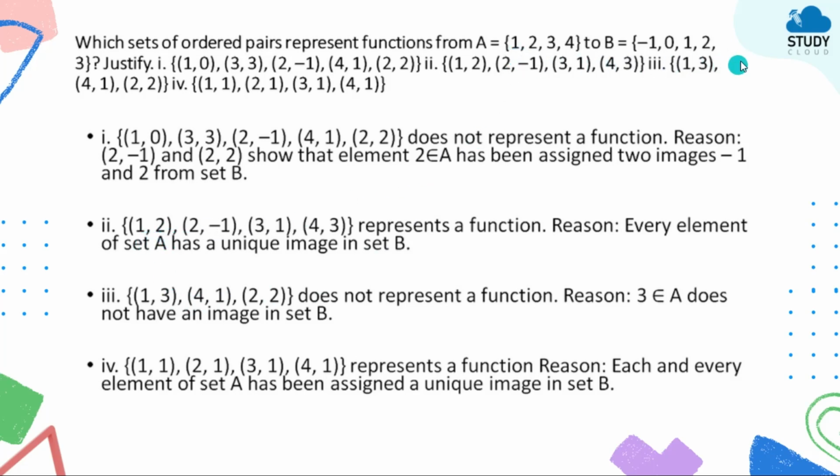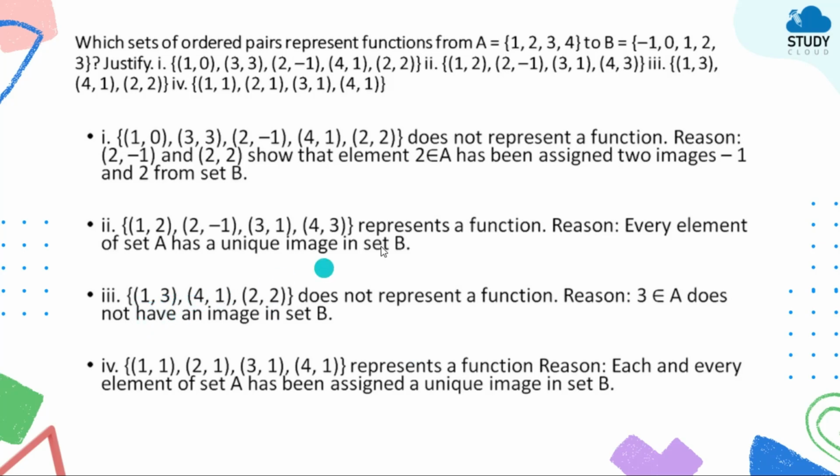Here 1, 2, 2 minus 1, 2 minus 1, 3, 1, 3 from here and 1 over here, 4, 3, 4 and 3. This represents a function. Why? Because every element of the set A has a unique image in the set B. All elements of A are assigned values in the set B. This is a function.